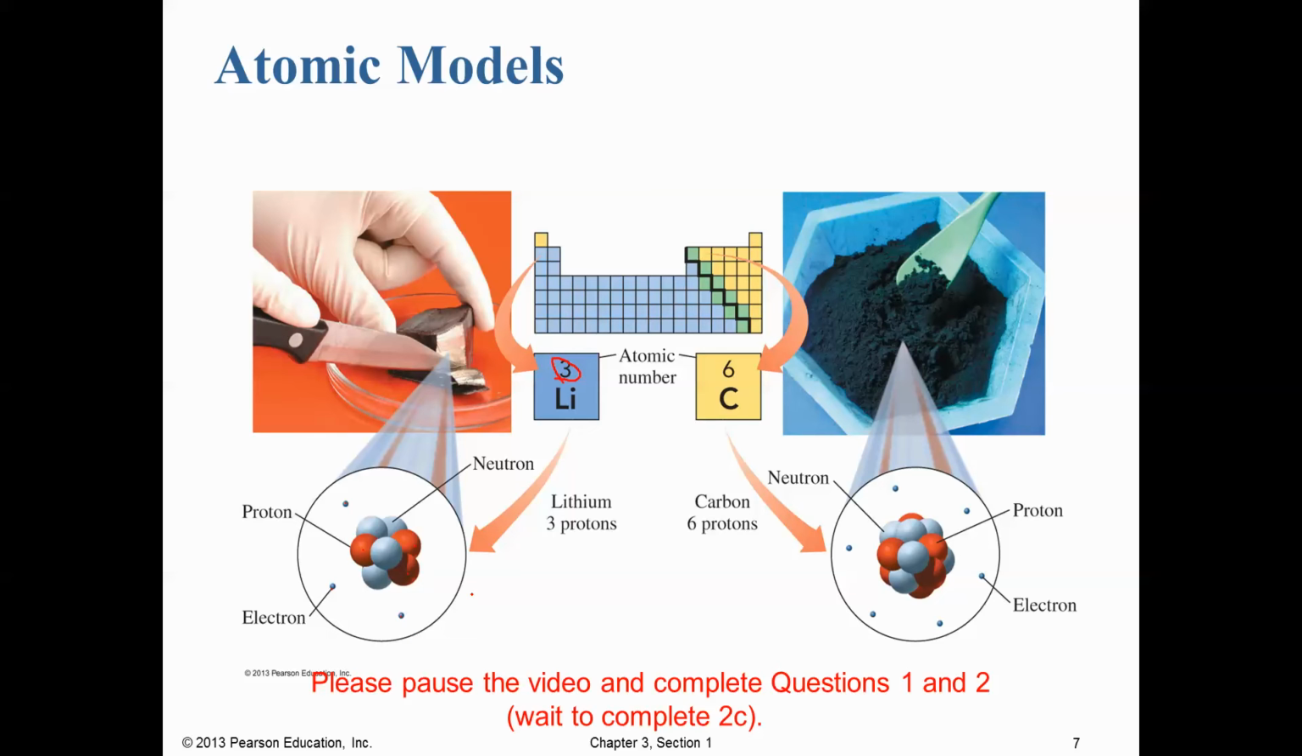And over here we have carbon. Carbon's number 6. And so that means that we would have 6 protons, and we'd also have 6 electrons in this atom. So please pause the video and complete questions 1 and 2, but hold off on question 2C for now.